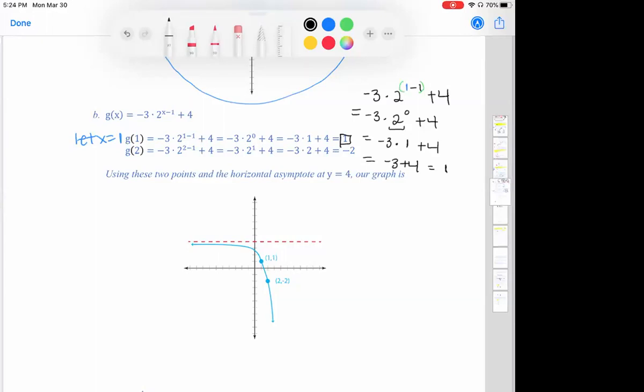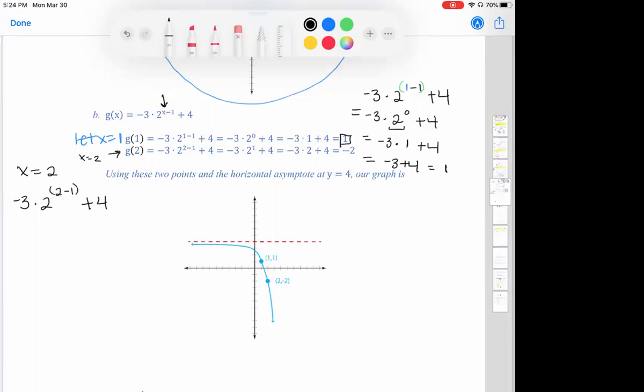Let's do let x equal 2, which is the one we have right here. All right, so this means that for our x right here, we're going to plug in a 2. Let's do that work together. So I have negative 3 times 2 to the power of x, which will now be 2 minus 1, plus 4.